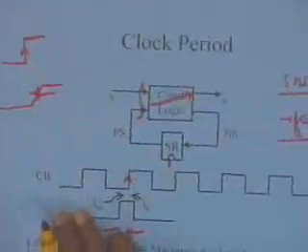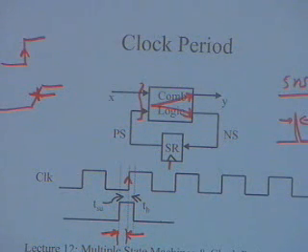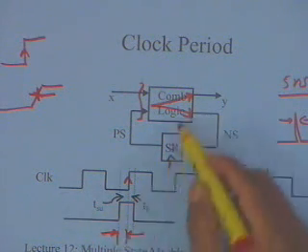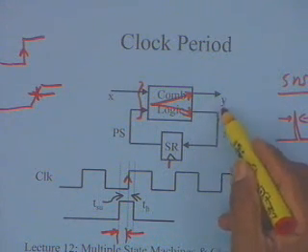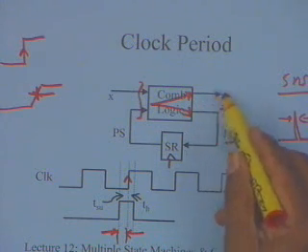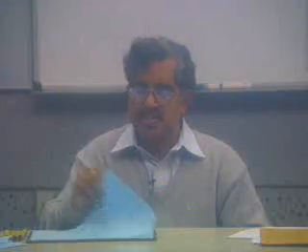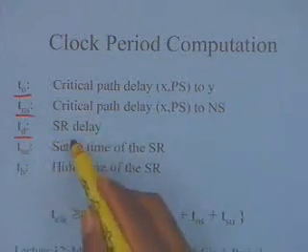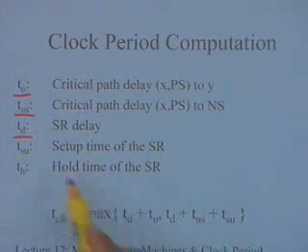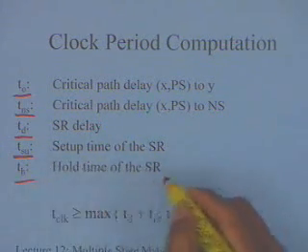Similarly, TNS is the critical path delay from all the inputs to the next state. If you consider all the inputs, the next state itself may not be 1 bit. Similarly, the output may also not be 1 bit. So I have to consider all possible outputs. I have to consider here all possible next states. And TNS is the delay. TD is the delay of the shift register, the SR delay. T setup is the setup time of the shift register. TH is the hold time of the shift register.